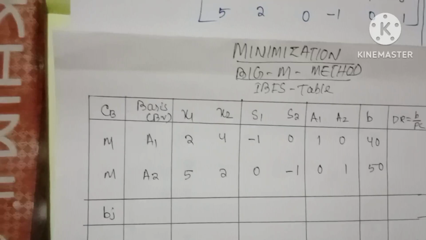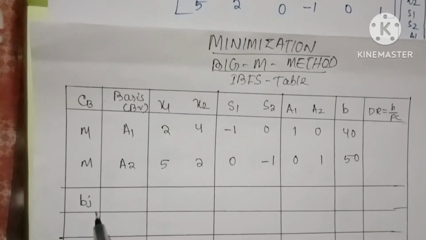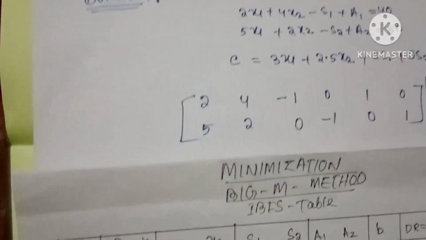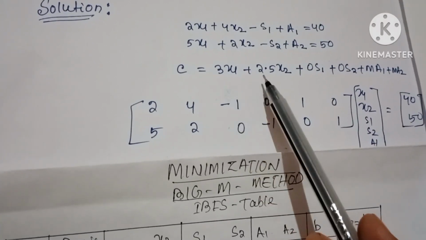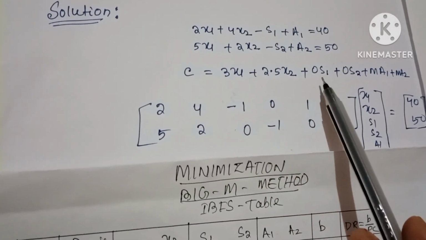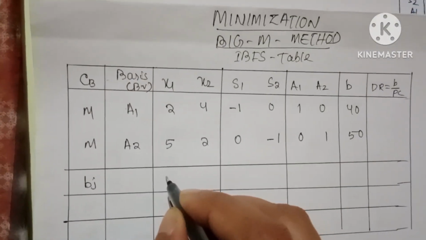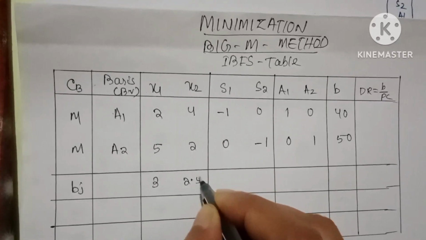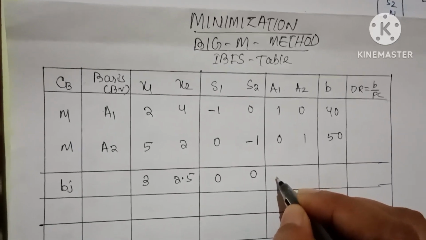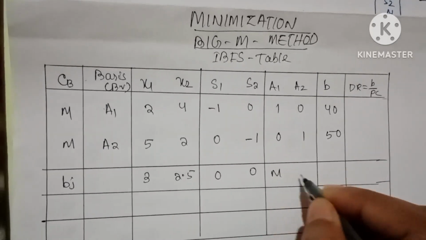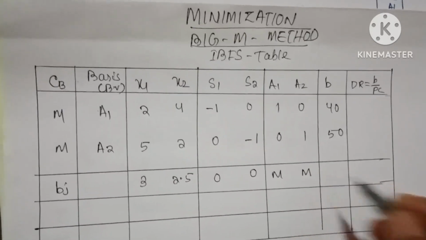Here this is the Cj row. Cj represents the coefficient of the objective function. The coefficients of the objective function are 3, 2.5, 0 and 0, and the coefficient of a1 is M, the coefficient of s2 is 0, and again M for a2.